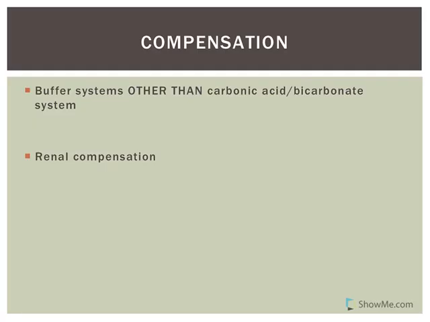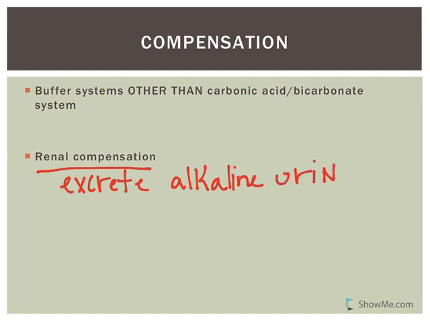So what can we do to compensate? Well, the buffer systems will be employed, except for the carbonic acid bicarbonate buffer system, because it's a respiratory acid-base disorder, and we will have renal compensation. So the kidneys can compensate for respiratory alkalosis. In this case, you would excrete an alkaline urine. And how are you going to excrete an alkaline urine? You're going to decrease your reabsorption of bicarbonate.